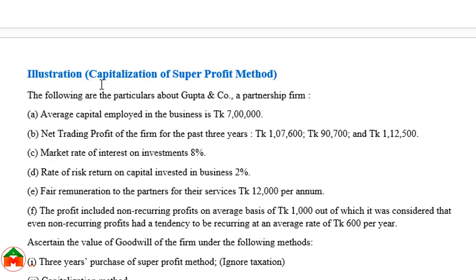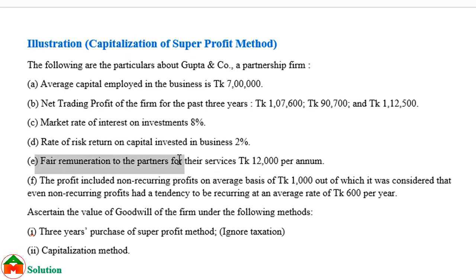There is an illustration for the capitalization of super profit method. The following are the particulars about Gupta and Company, a partnership firm. Here the average capital employed is 7 lakh. Net trading profit of the firm for the past 3 years, 3 years profit here, and market rate of interest on the investment 8% and rate of risk return on capital invested in business 2%. Ultimately the rate of return or normal return is 10%, 8% plus 2%.